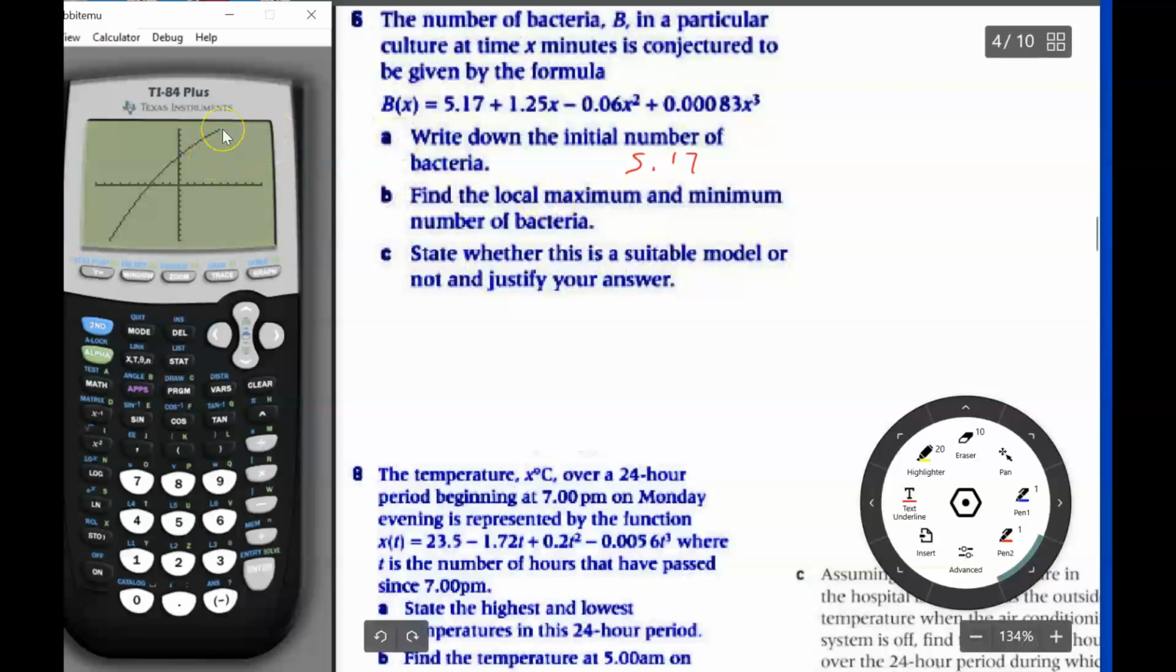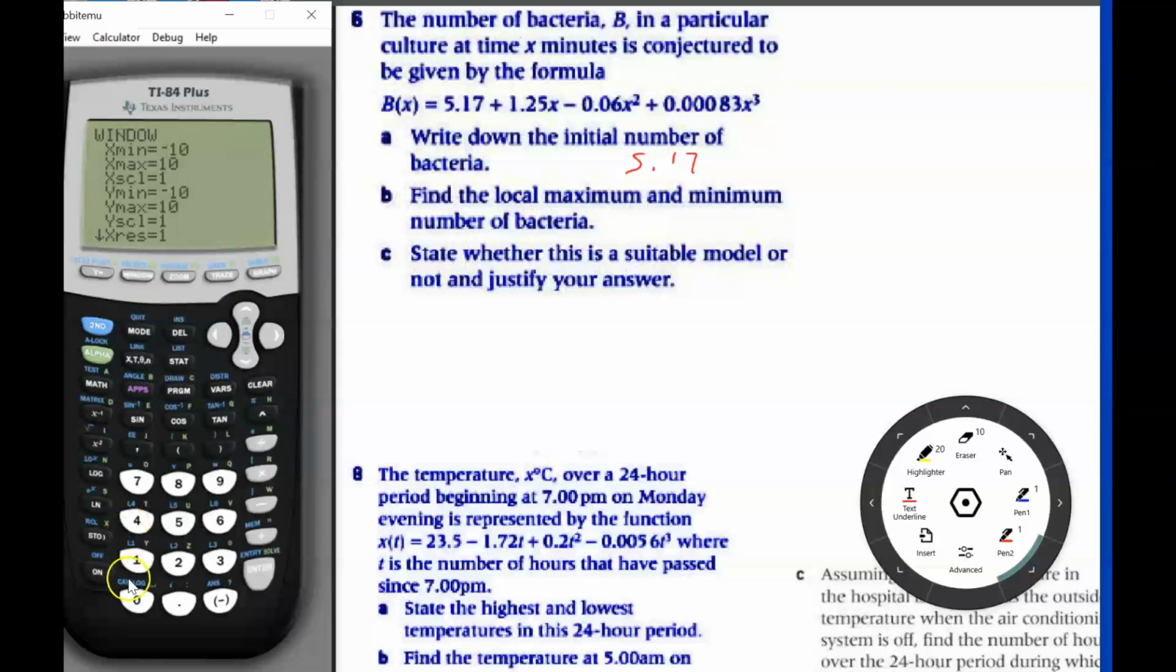Let's see, I don't see the top of the maximum point here. So what I'm going to do is I'm going to change the window a little bit. I'm going to make it go from 0 to 100 because we don't want the negative part. 0 in x min, 100 in x max, and then y min and y max I'll make it go from negative 10 to, I don't know, 100 also. And then I'll graph.